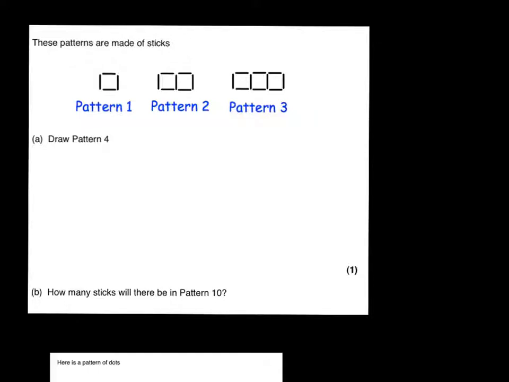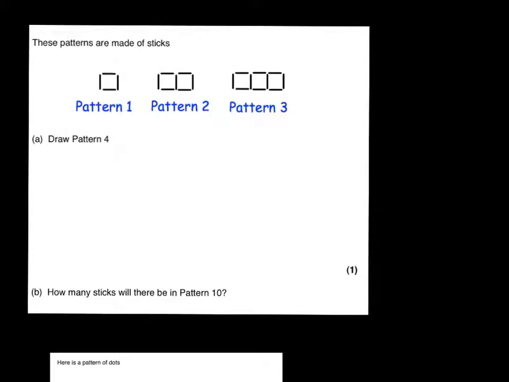So if you look at it, we started with 4 sticks making a square. On the second one we've got the same 4 sticks, and then we've got another 3 sticks added to make another square. And then on pattern 3 we've got the exact same one from pattern 2, but then we've added another 3 sticks to make a third square. So for pattern 4 it's going to be the exact same as pattern 3, and then we're just going to add on an extra 3 sticks to make another square.